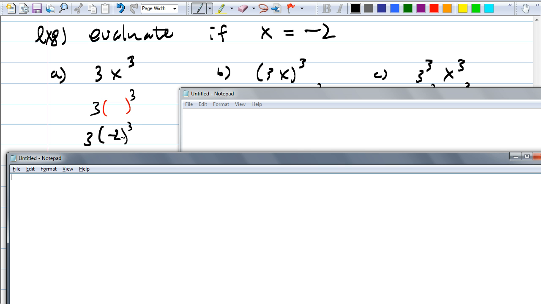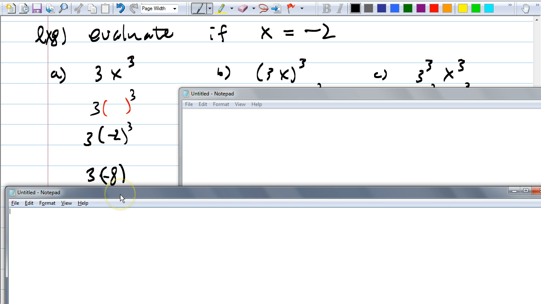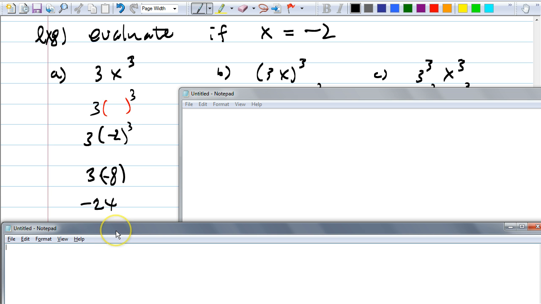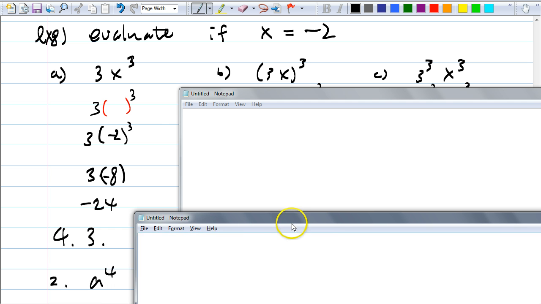How about Elisa? You get 3 times negative 8. Yeah, you get 3 times negative 8. Negative 8 is correct. And what's the answer, class? Negative 24. Raise your hand if you got negative 24. Very good. Any question? Let's look at the second one then, okay?